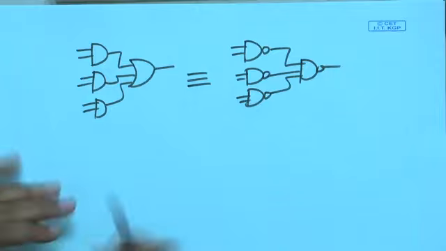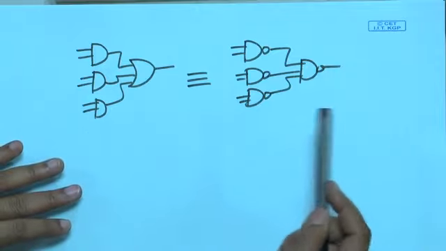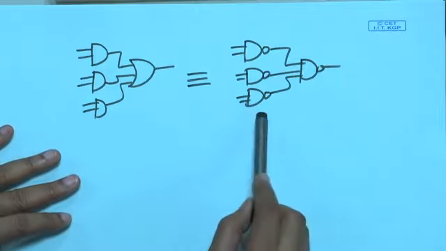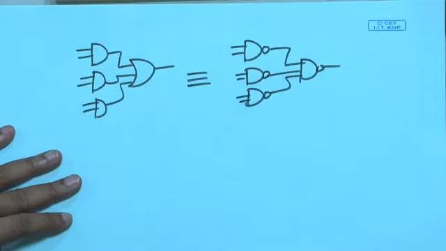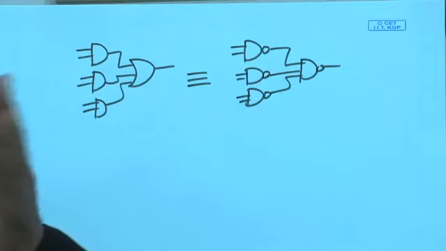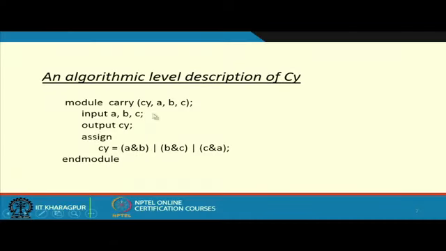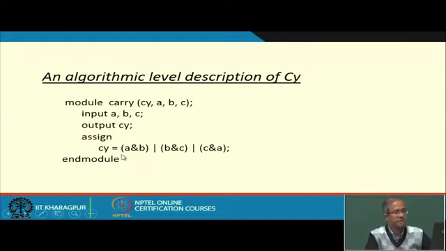So, I really do not know when we are finally synthesizing the design into the gates, whether you arrive at this or you arrive at this. It depends on your CAD tool, how it will actually translate your specification into the final gate level netlist. So, that is why I say that this is a behavioral level description, not a structure level, because I have not mentioned the exact gate types, I have mentioned the Boolean equation AB or BC or CA.